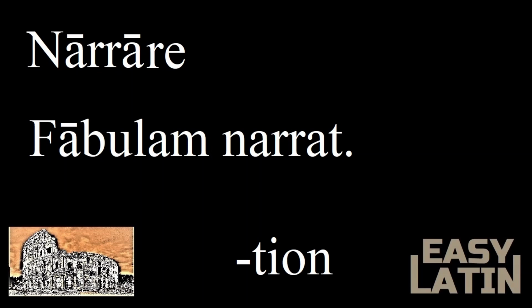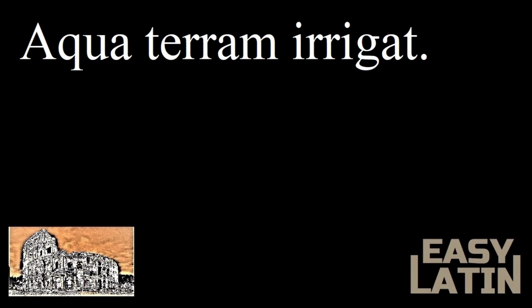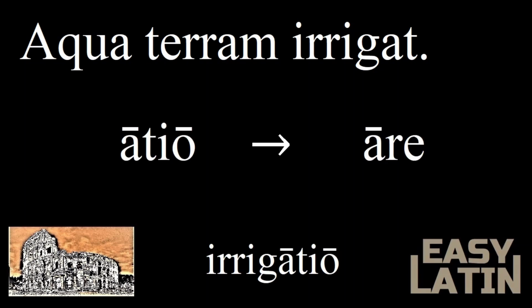And now, remembering that subterranean means below the earth, let's try to say water irrigates the land. Aqua terram irrigat. This, of course, comes from irrigatio. The words that end in ation all become are verbs. So it's really easy to form these verbs.